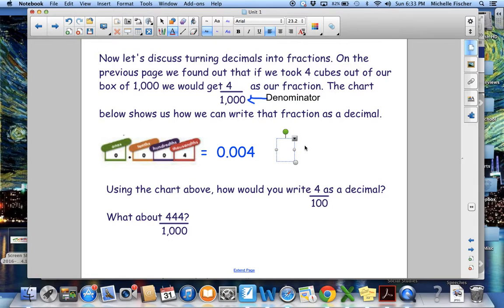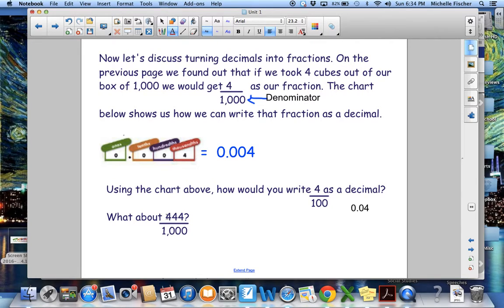Alright, we all should have gotten 0.04 because our 4 needs to be in the hundredths place because we have a denominator of 100. Alright, let's take a look at our next question. What about 444 over 1,000? This is going to be a little trickier. I want you to try and see what you get, and click next when you're ready.